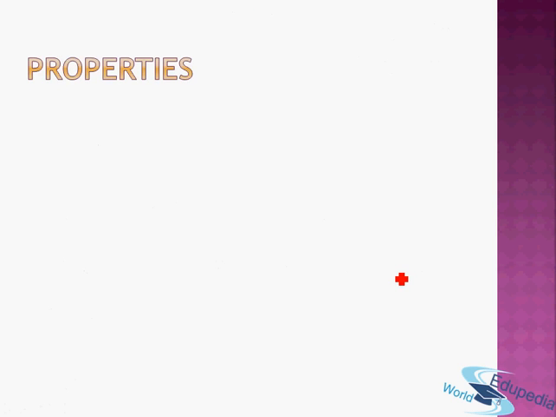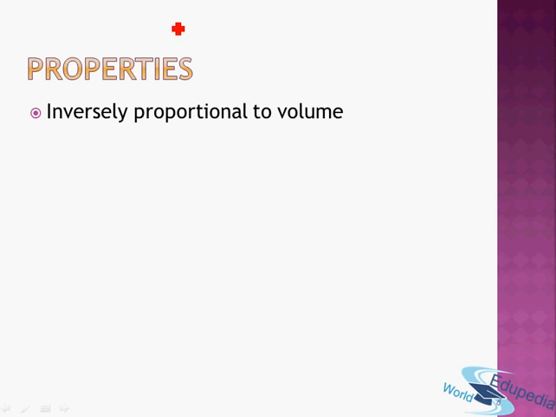Let's see some of the properties of molarity. First property, it's very simple. It is inversely proportional to volume. You might already know the meaning of inversely proportional. Say I have two quantities A and B. When I say A is inversely proportional to B, it means A is directly proportional to 1 by B. This sign over here is the symbol for directly proportional.